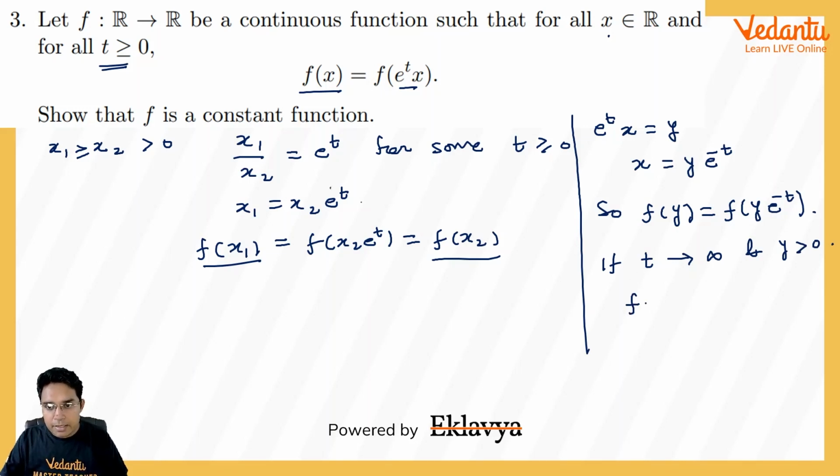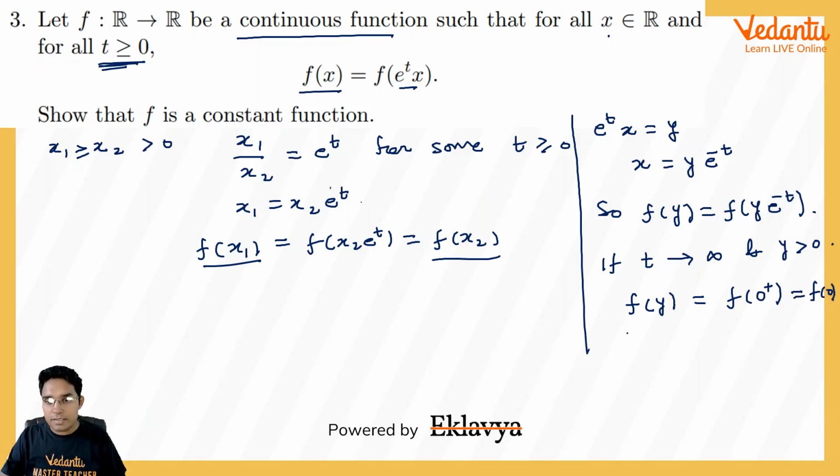that this f of y will be equal to f of 0 plus? Because if t approaches infinity, and for every y we can take t to be infinitely large, this product approaches 0, but it will still be 0 plus. So f(y) will be f(0+), and because we are given that the function is continuous, f(0+) will also be equal to f(0).